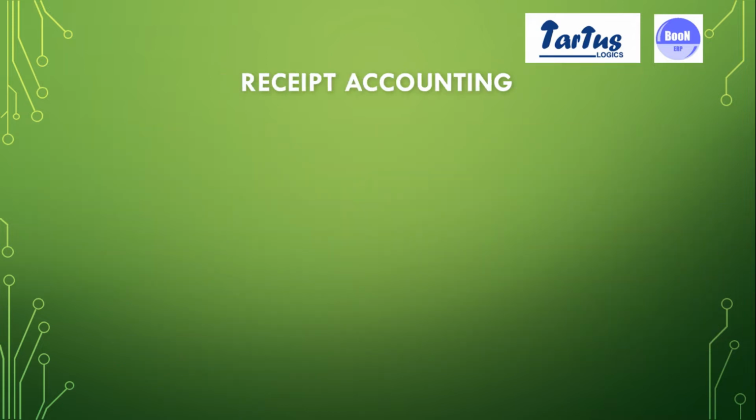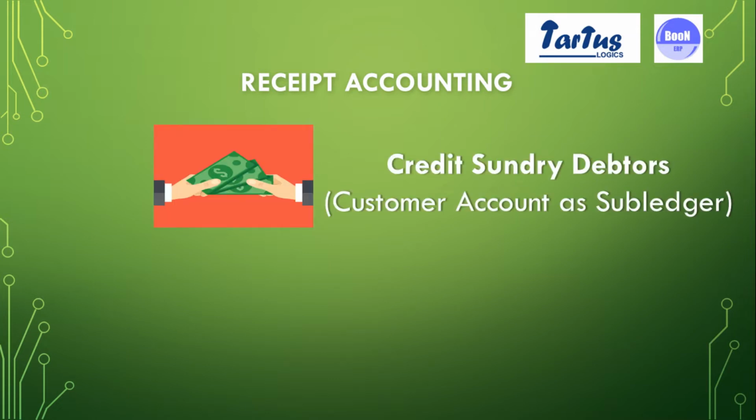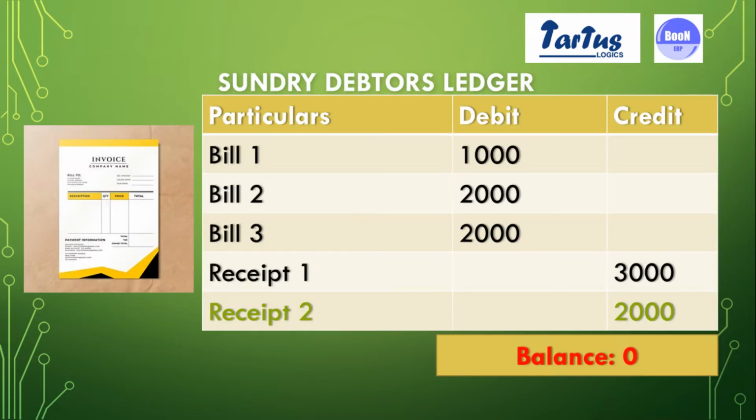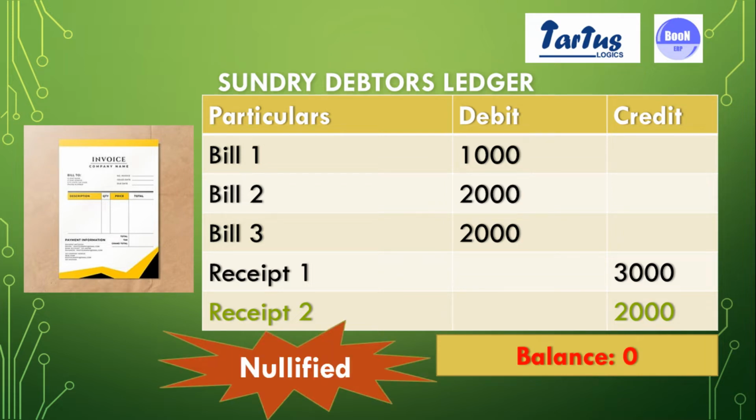Now when we receive the money from the customer, the accounting is credit the sundry debtors and debit the bank account. Now if we check the sundry debtors ledger, the bill is being settled with the receipt and the outstanding is nullified.